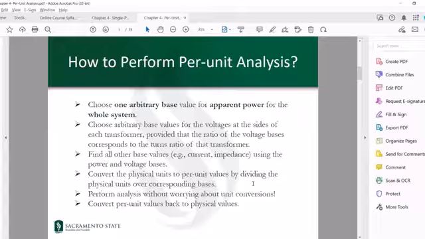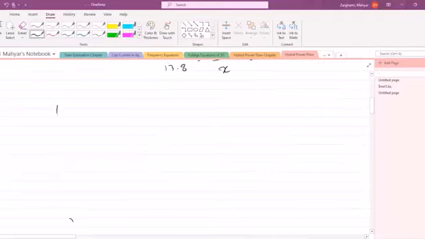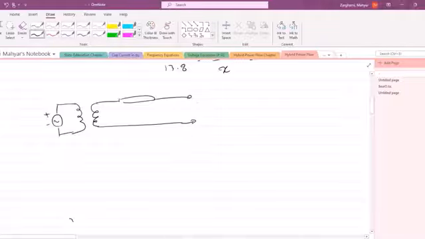But it makes sense, if you want to get good numbers that are not too big, not too small, to choose that arbitrary base around the real expectations of power in that system. So let me give you a more tangible example here. Let's say you have a generator, then it is connected to a transformer, then this is connected to a transmission line, then this is connected to a load. Okay, this is your power system.